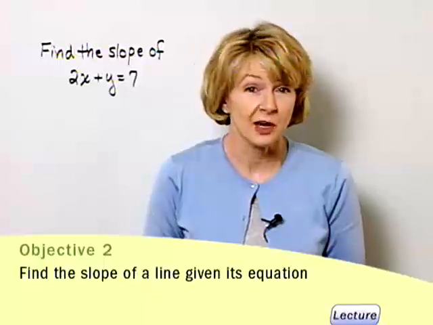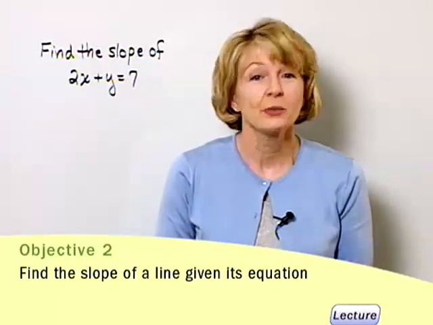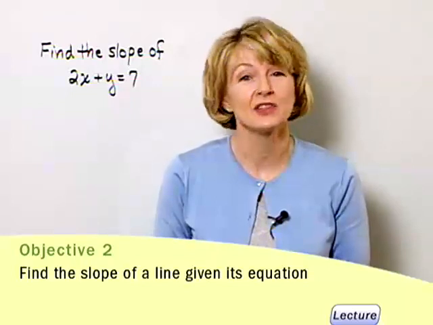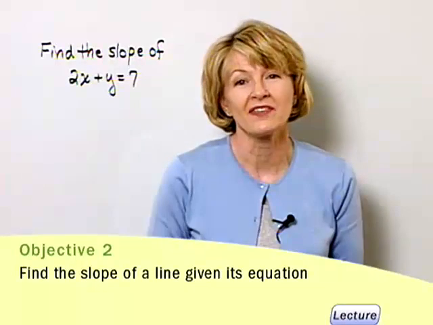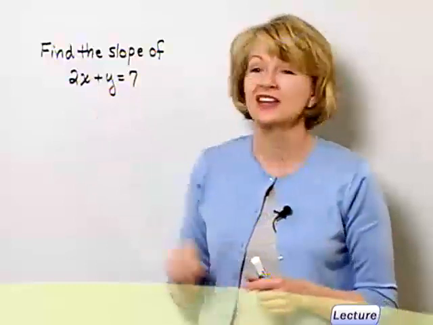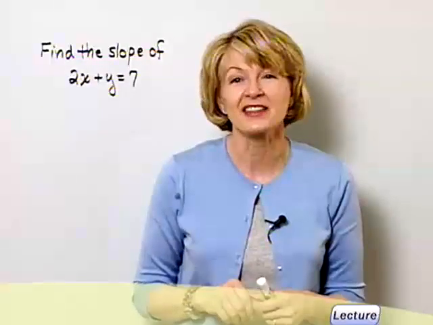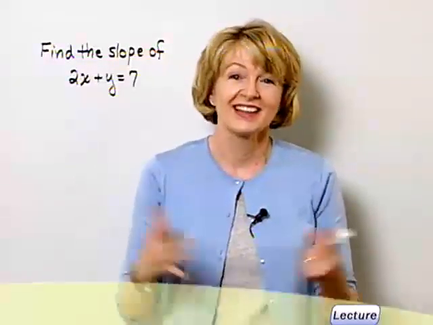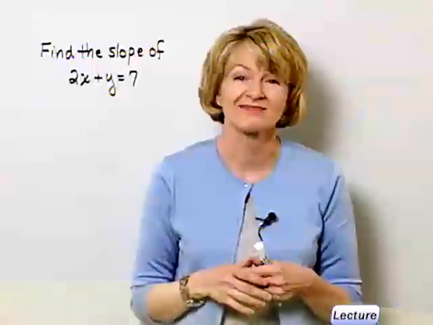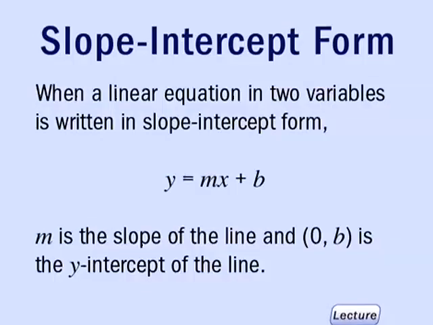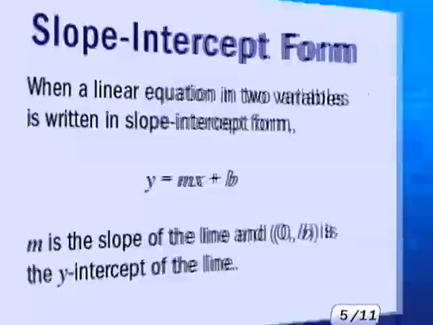Thus far, we know the slope of a line measures its tilt. We also know how to find the slope given 2 points. But there's another way of finding slope given the equation of the line, and that is by the slope-intercept formula. Let's look at that slope-intercept form. When a linear equation in 2 variables is written in slope-intercept form, y is equal to mx plus b, m is the slope of the line, and 0, b is the y-intercept of the line.